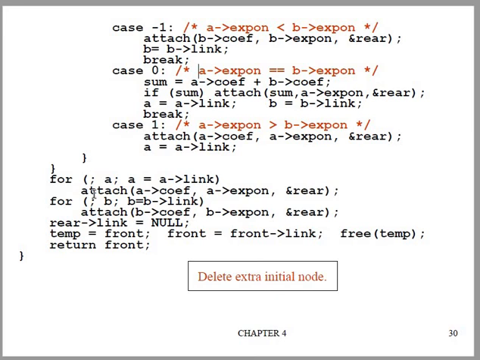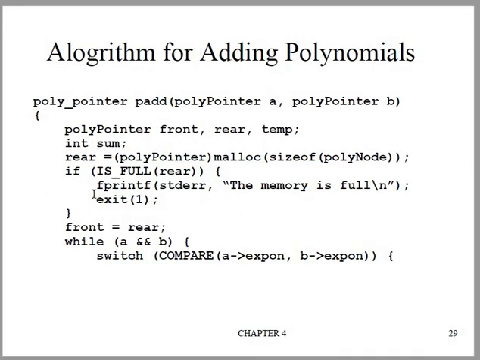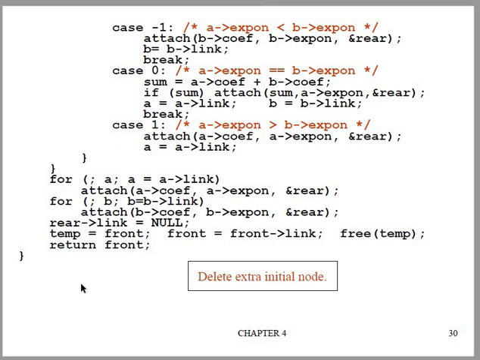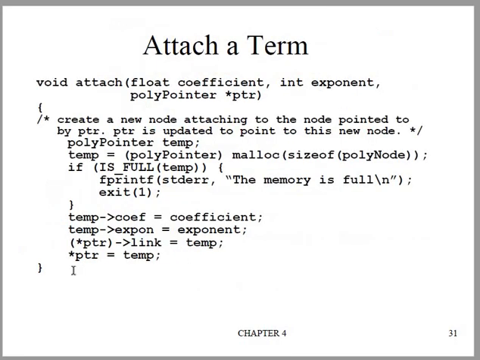Once one of them becomes exhausted, we have to come out of the loop. Whatever terms remain in the a polynomial, attach them to the destination polynomial. Then whatever remains in the b polynomial, attach that to the destination polynomial as well. That gives the resultant polynomial. So in this way we perform the polynomial addition.